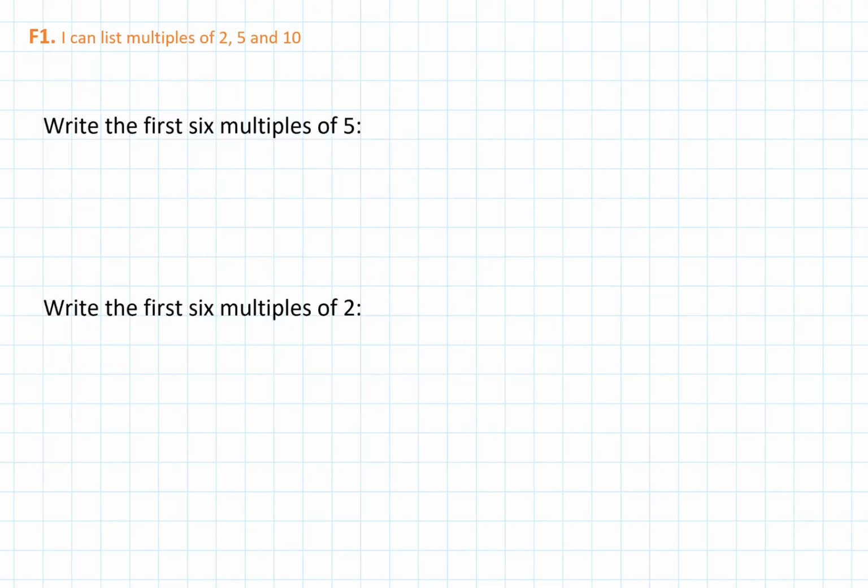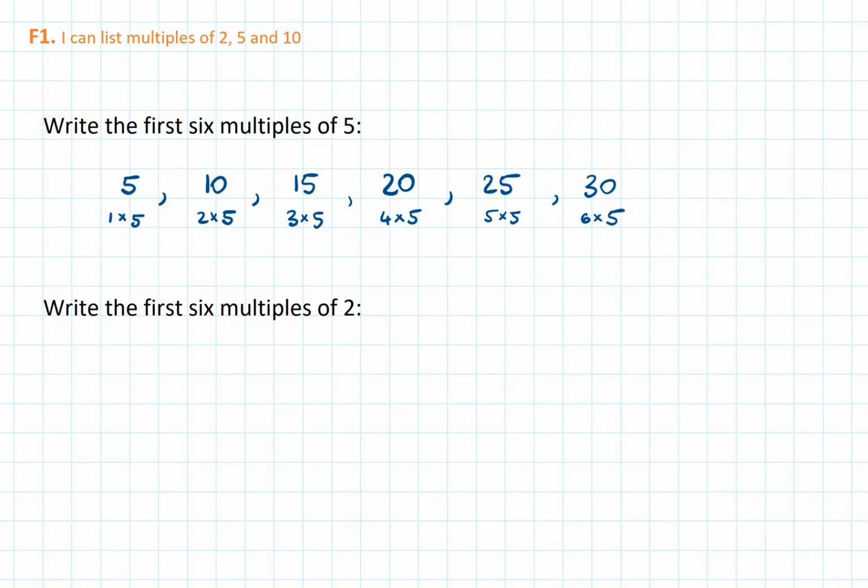So now let's look at how to solve F1 type questions, where we are asked to write the first 6 multiples of 5, for example. To write the first 6 multiples of a number, you always start with 1 times that number. So 1 times 5 is 5. The next multiple is 2 times 5, which is 10. And then 15, 20, 25, and 30, which is 6 times 5. These are the first 6 multiples of 5. You might have noticed that they all end in either a 5 or a 0. Numbers which end in a 5 or a 0 are always a multiple of 5.